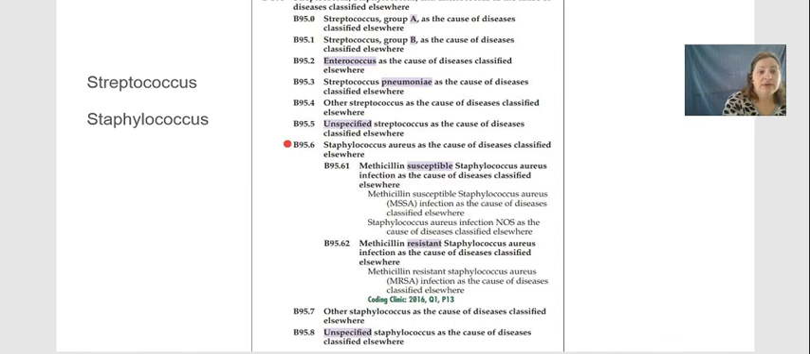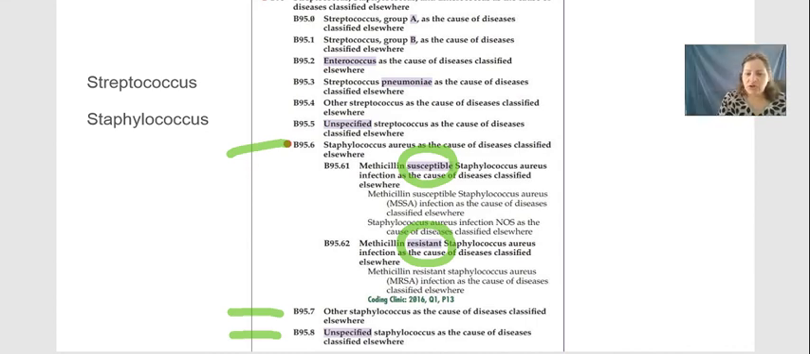Staph, we have Staphylococcus aureus, other staph, or unspecified staph. For Staphylococcus aureus, we have methicillin susceptible and methicillin resistant. So we have two kinds of Staphylococcus aureus. So you may have heard more commonly of the methicillin resistant staph. That's called MRSA. That means that an antibiotic can't kill it.